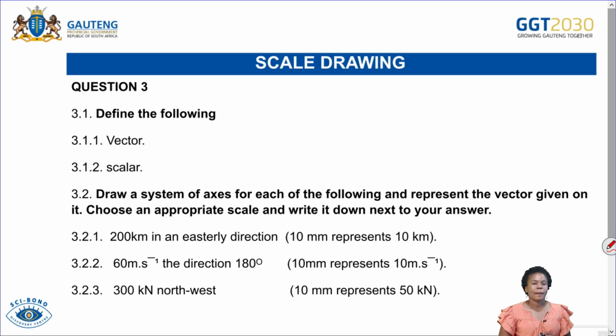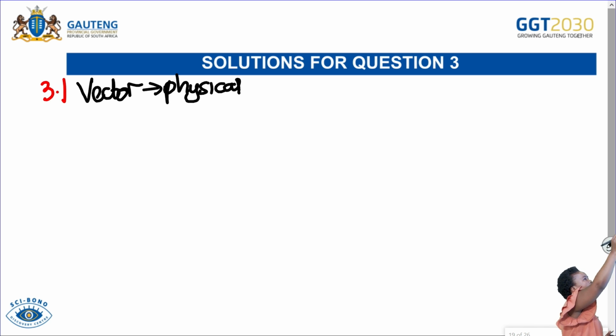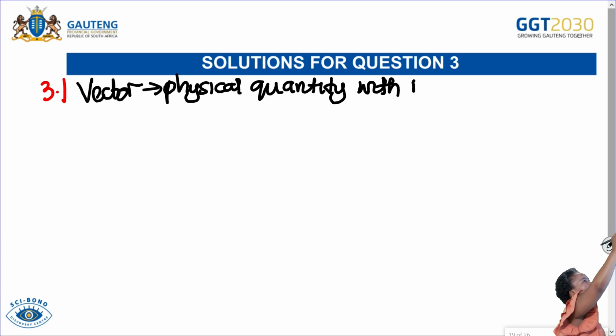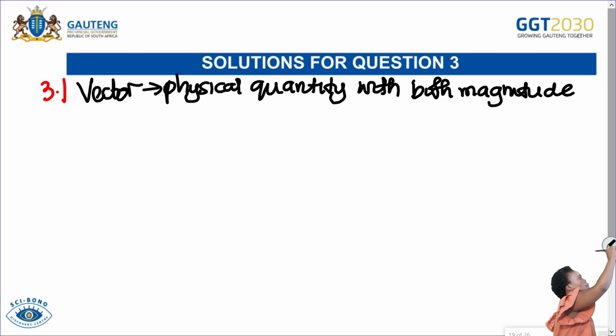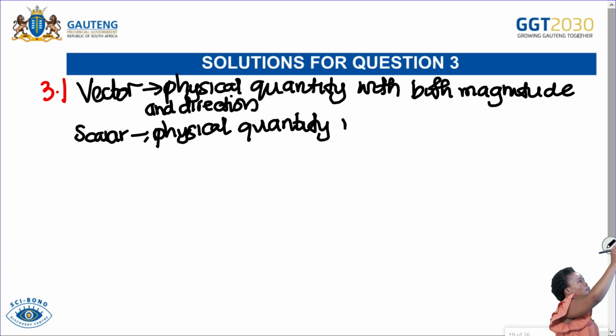This is our solution page. Vector, physical quantity with both magnitude and direction, whereas the scalar physical quantity with magnitude only.